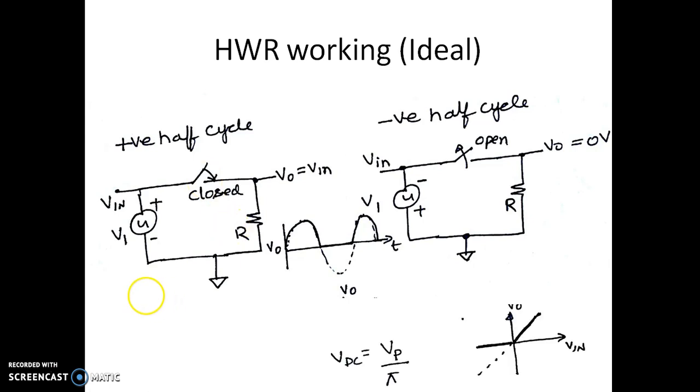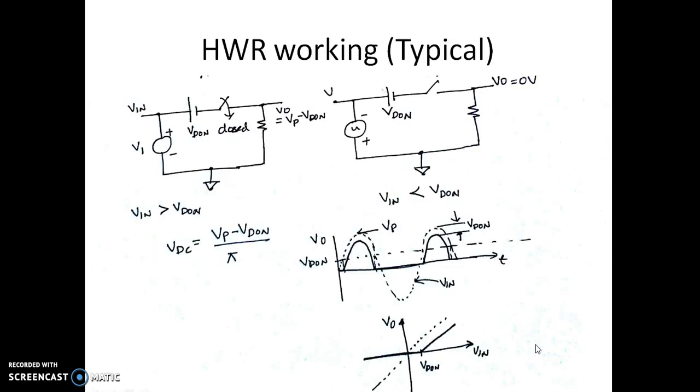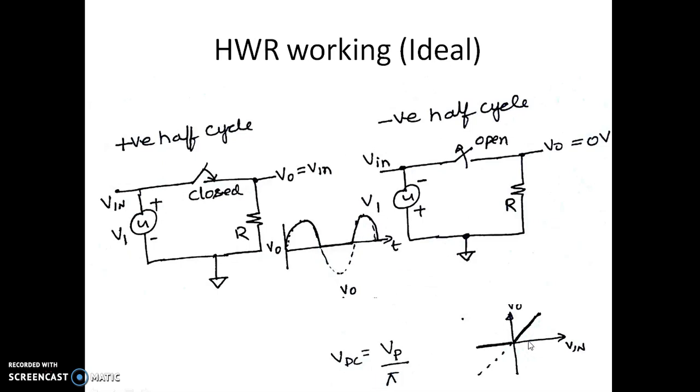So this is the DC voltage. The DC voltage expected from a diode is V peak by pi, and this is the average voltage of this waveform. And this is the transfer characteristic, where we write the input voltage on the x-axis and the output on the y-axis. You can see during the negative half cycle of the input voltage, the output is 0. During the positive half cycle of the input voltage, the output follows the input. That's why a slope of 1 is represented here.